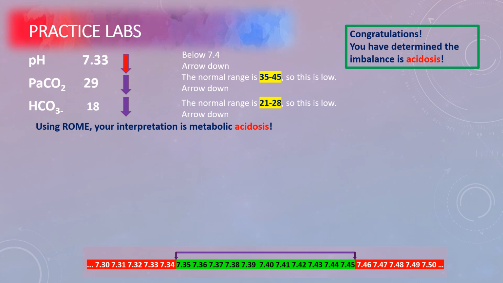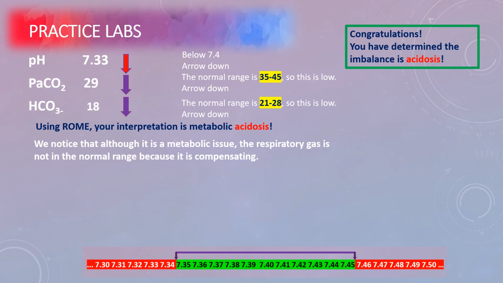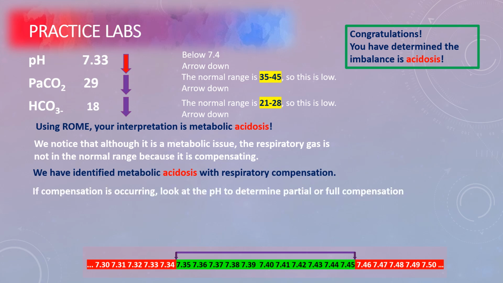Using ROME, our interpretation is metabolic acidosis. We notice that although it is a metabolic issue, the respiratory gas is not in the normal range because it is compensating. We have identified metabolic acidosis with respiratory compensation.